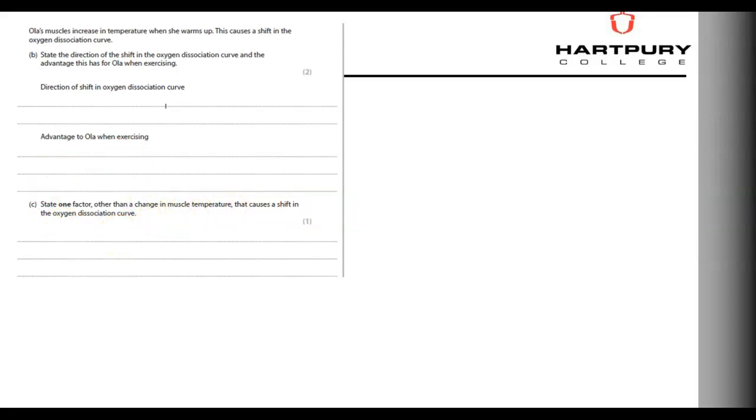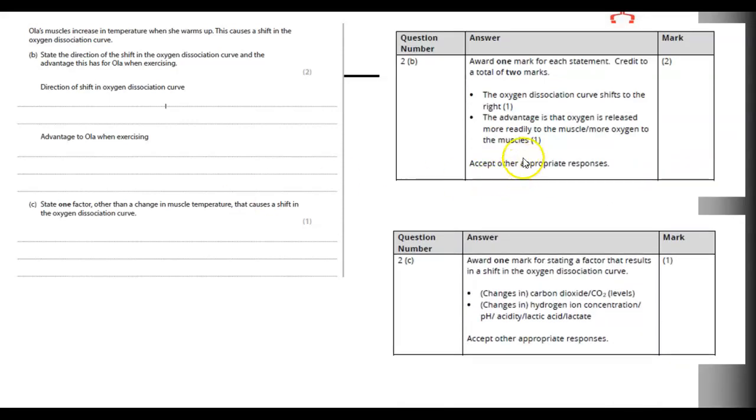So we just spoke about this very briefly. The oxygen dissociation curve shifts to the right when we exercise. The advantage of it shifting to the right is that oxygen can be released more readily to the muscles, more oxygen to the muscles. So like I said, that low affinity means we're releasing oxygen into our muscles to allow us to continue exercising, and therefore reducing fatigue as well.